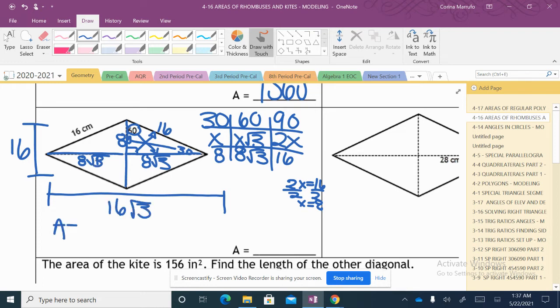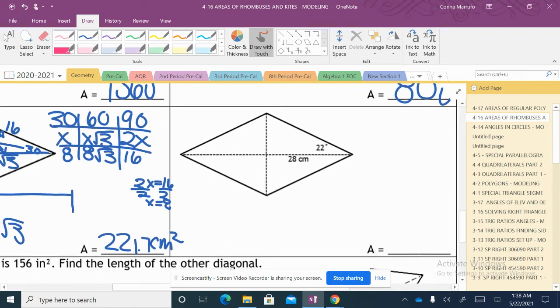Okay, so now I'm ready to find my area. It's going to be 1/2 of 16 times 16 times the square root of 3. Now it does say to round to the nearest tenth, so I'm just going to put all that in my calculator the way I see it. And that gives me 221.7 centimeters squared.